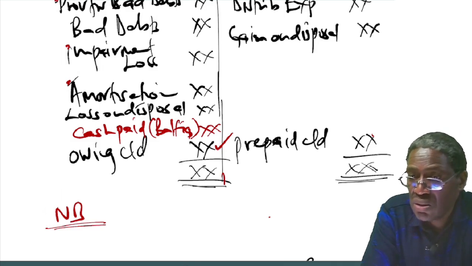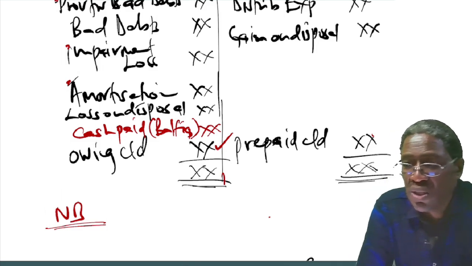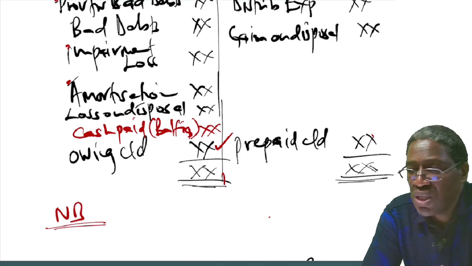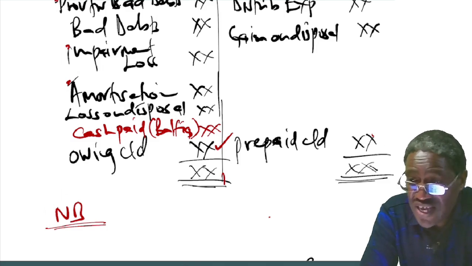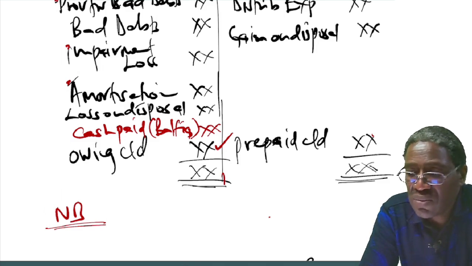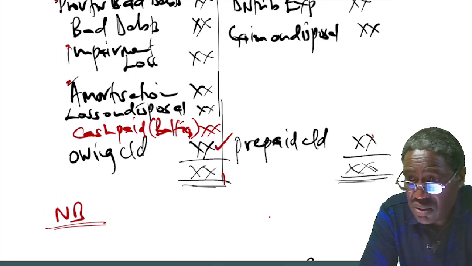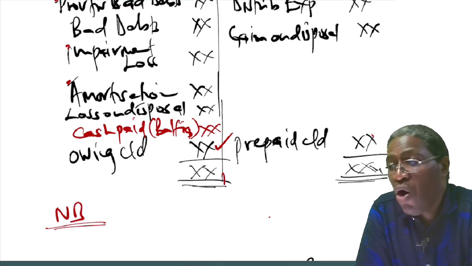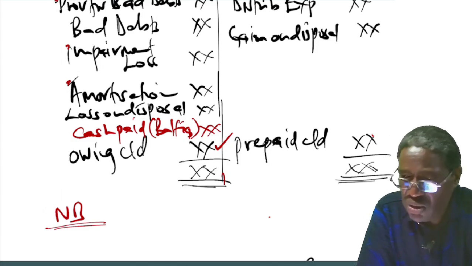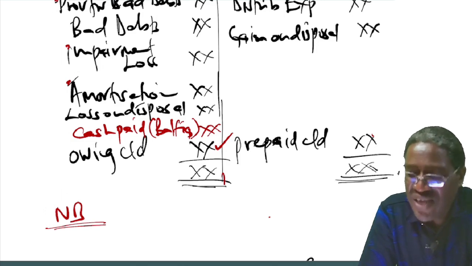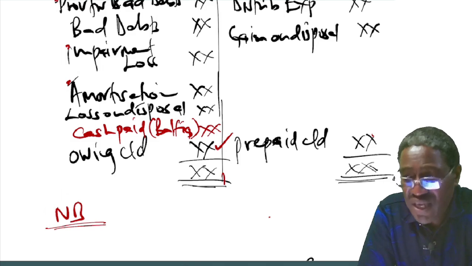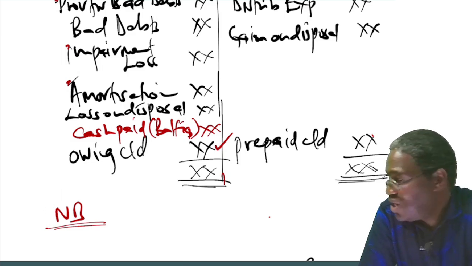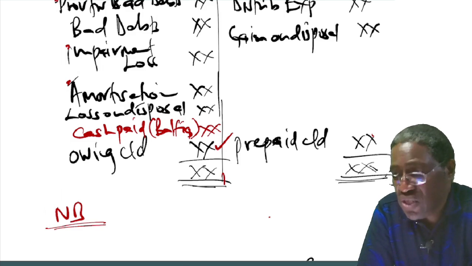We use the gain or loss on disposal in the expense account only if they are not shown separately in the income statement.